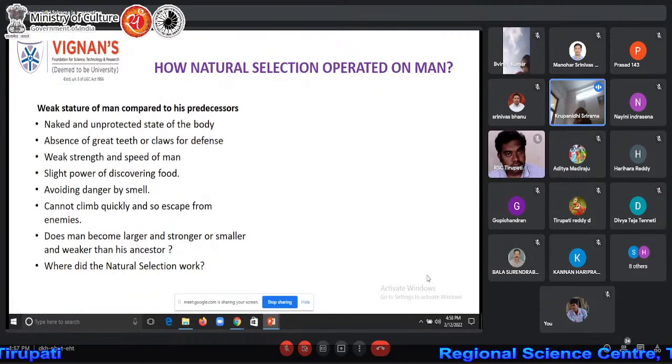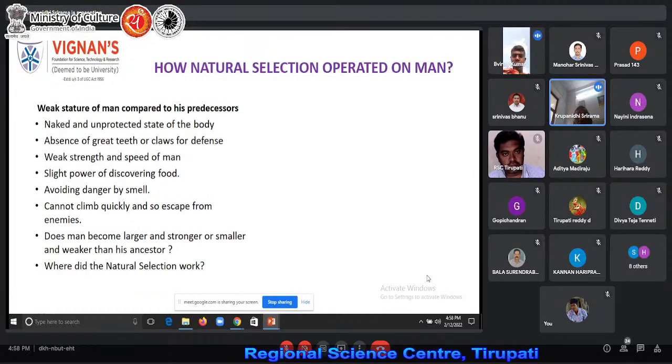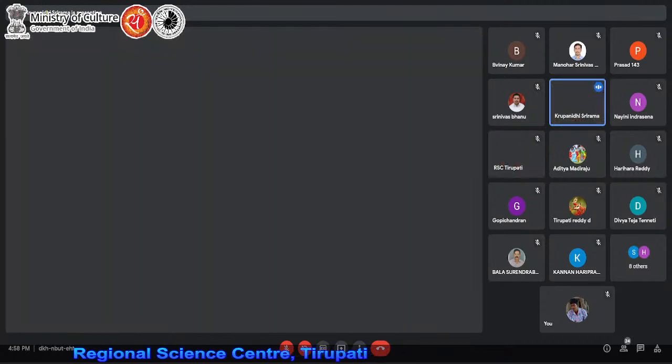And now let us come almost to the last slide. How natural selection operated on man. See, we human beings are not away from natural selection. We are not away from organic evolution. We are all part of the total organic evolution. Let us see a few features of man, and which of these features are nurtured by natural selection.